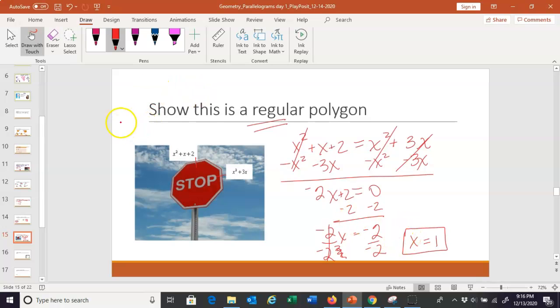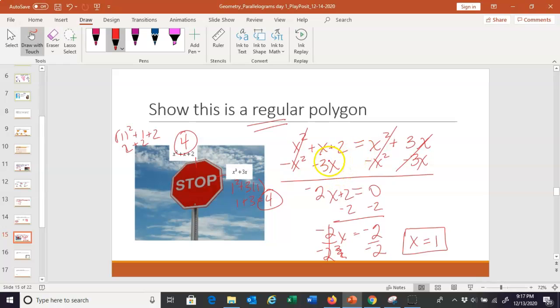So let's plug it in and see what happens, because they want to show that it's regular, which means that the sides have to be the same length. So we'll plug in 1, and we get, what is this, 4? 1 plus 1 is 2, 2 plus 2 is 4. And then here, plug in a 1, and you get 1 plus 3, which is 4. Woohoo! So the side lengths are equal, which is good. They should be, right? We set them equal and solve for x.